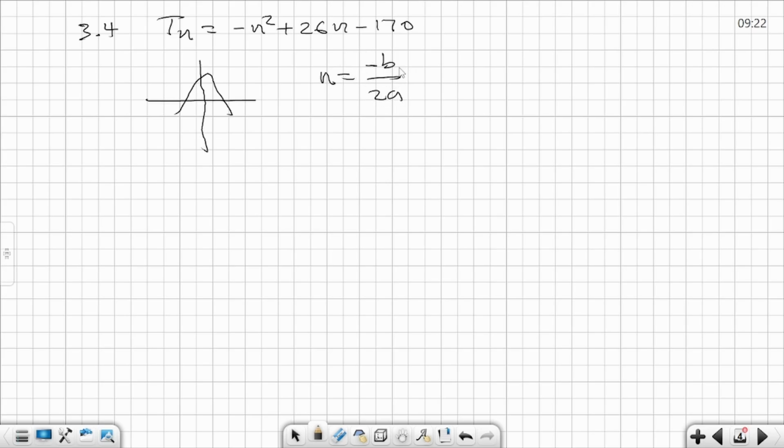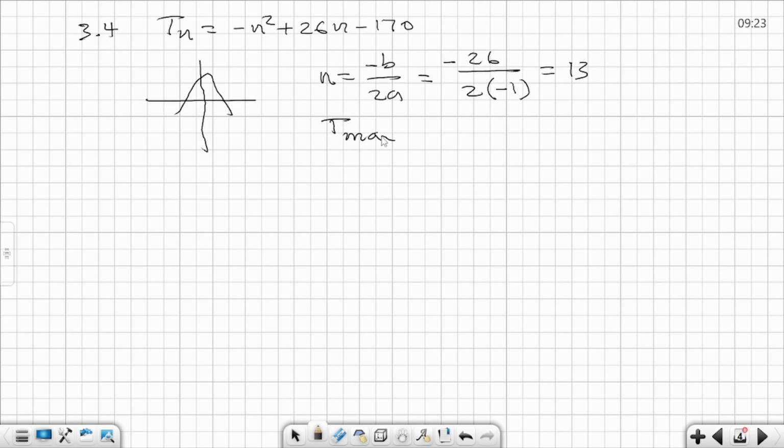So this is obtained from the quadratic formula. And what is your n? It's negative b, what is b? It's 26, over 2a. What is a? You can see it is -1. And now you have -26 over -2. And this is 13. Now you're going to plug 13 into this Tn to get your maximum value.